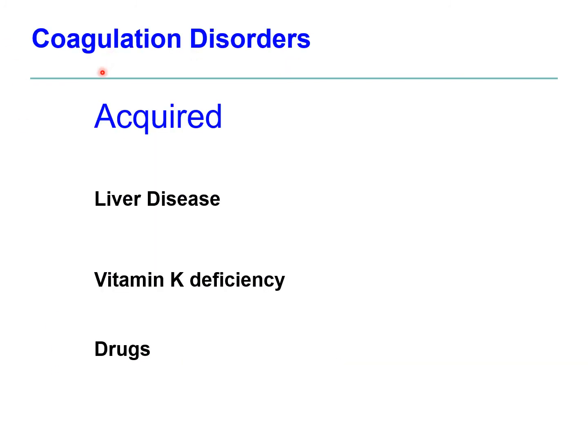So, in addition to the inherited coagulation disorders, acquired coagulation disorders are well recognized. The most important one being related to liver disease. You would know from your knowledge of physiology that the liver is the site for synthesis of coagulation factors, and in the presence of liver disease, synthesis of coagulation factors may be impaired, leading to a severe bleeding tendency, which can be potentially fatal.